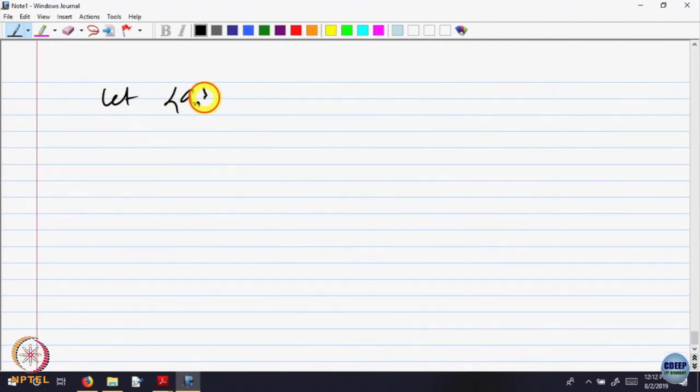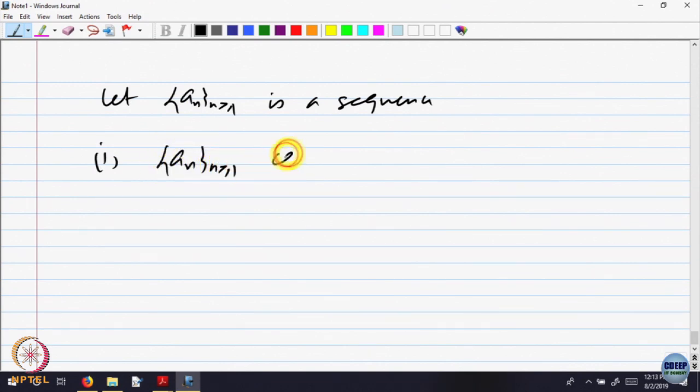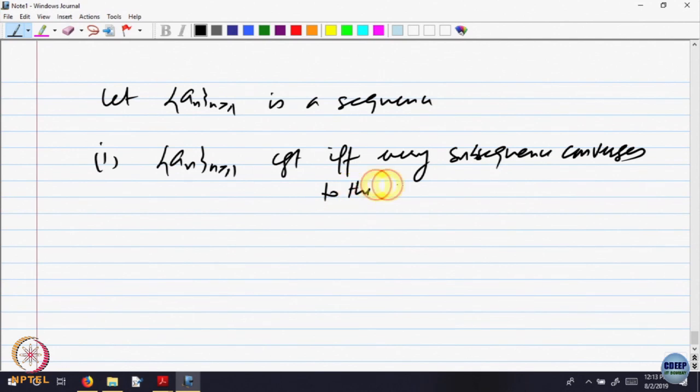So, with that intuitive understanding, let me go over and something. Okay, here is something. So, let us assume An is a sequence. So, we have just now observed An convergent if and only if every subsequence converges to the same value. It is quite interesting. Try to think of a proof yourself. You will see how logic is playing a role there.